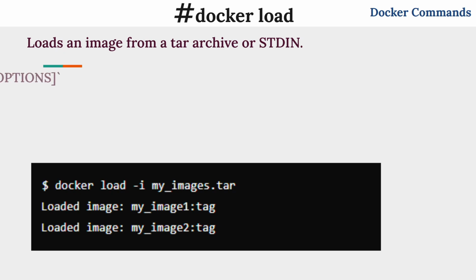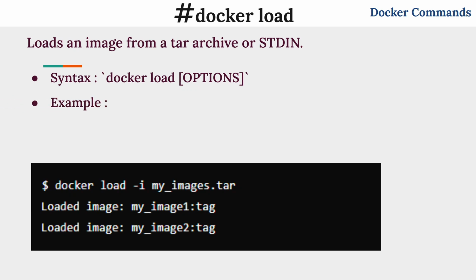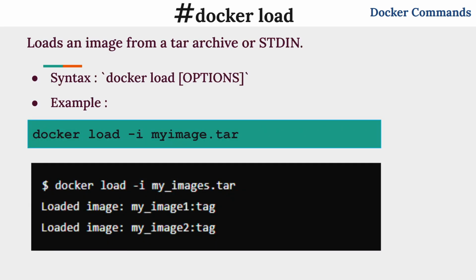Let's see the syntax: docker load options, where options are additional options that modify the behavior of the command. The docker load command is essential for importing Docker images from tar archive files into Docker environments. Whether you are restoring backups, migrating images, or deploying across different systems, understanding how to use docker load facilitates efficient management of Docker images. Let's see the next command. Next command is docker export.